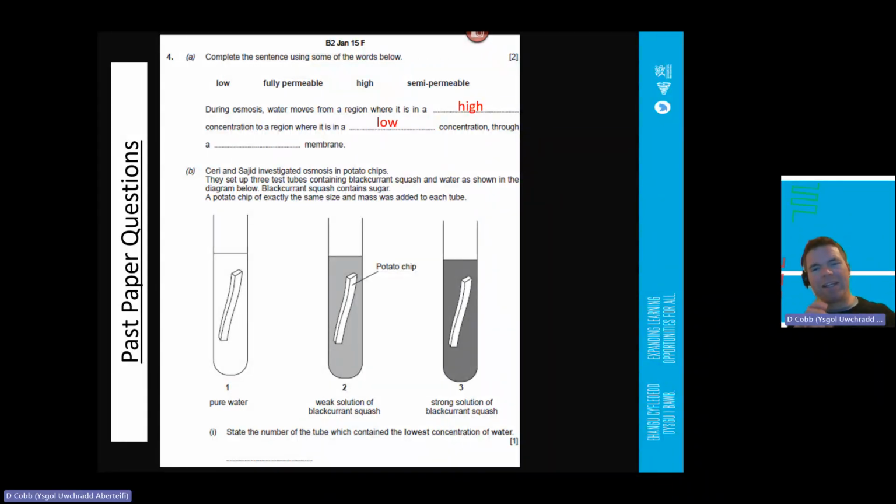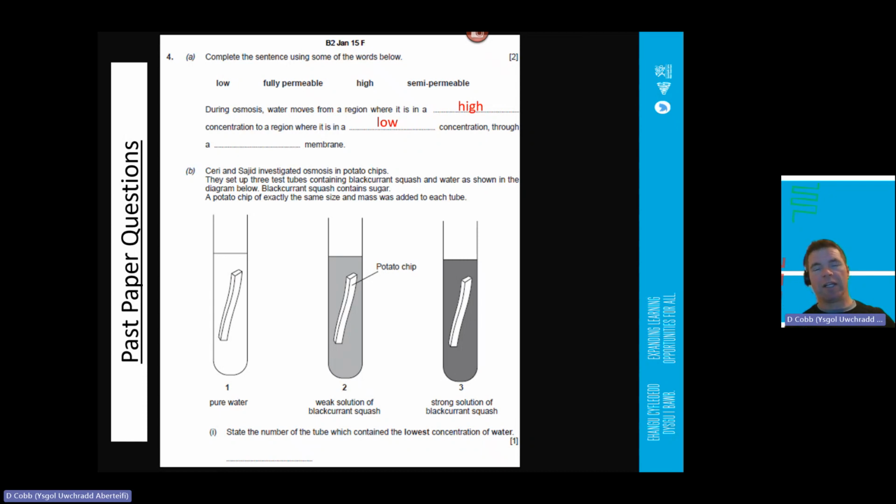So the main thing to avoid here, the thing you really can't do, is ever talk about movement without saying what is moving. When you're talking about osmosis, you cannot just say it's moving from high concentration to low concentration, because you need to make it clear that it's water molecules that are moving from high concentration to low concentration.